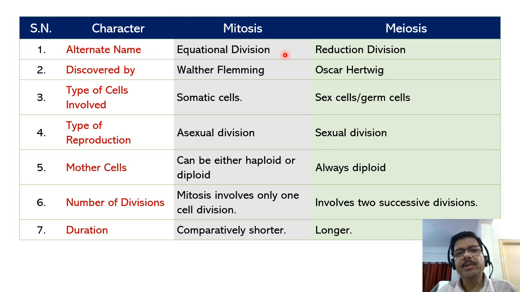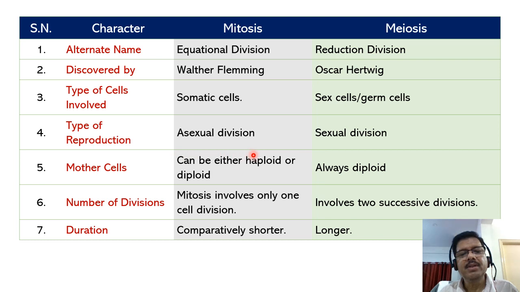So this is a table which gives a comparative account between mitosis and meiosis. Character: mitotic division and meiotic division. Alternate name: equational division, whereas here it is reducing division. Discovered by Walter Fleming, and here it is Oscar Hartwig. The type of cells involved are somatic cells, and here it is sex cells or germ cells.